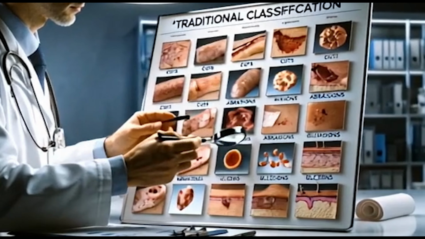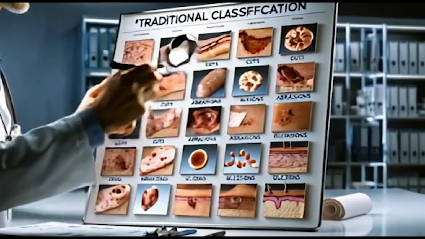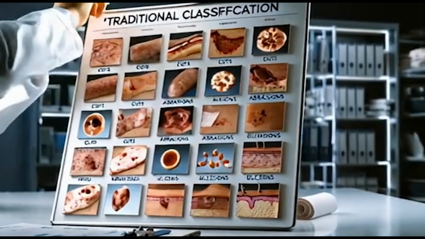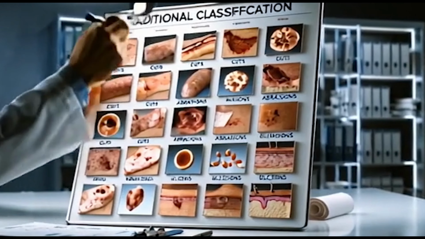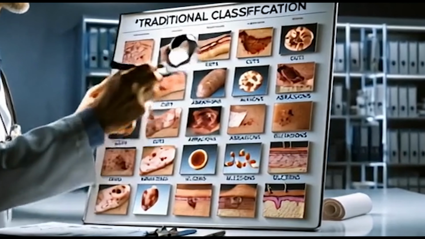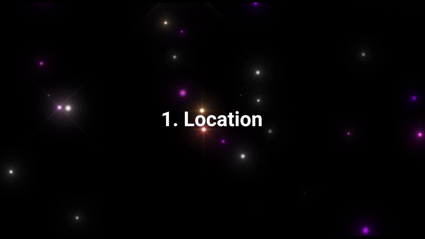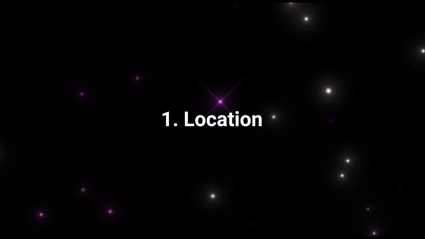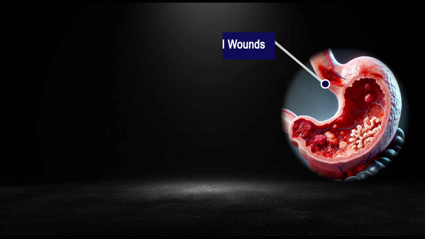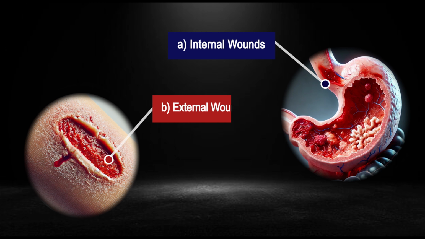Let's start with the traditional methods, used extensively in clinical practice. These classifications are based on multiple factors. Location. Wounds can be internal wounds, affecting internal tissues, organs, or vessels due to trauma or surgery. External wounds, visible injuries on the surface, like cuts, burns, or punctures.